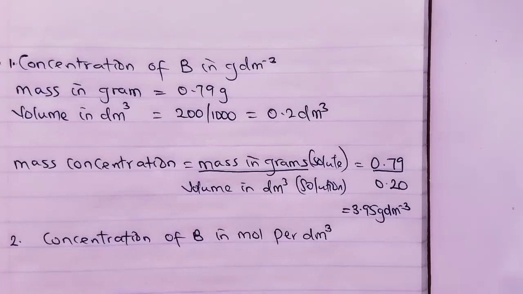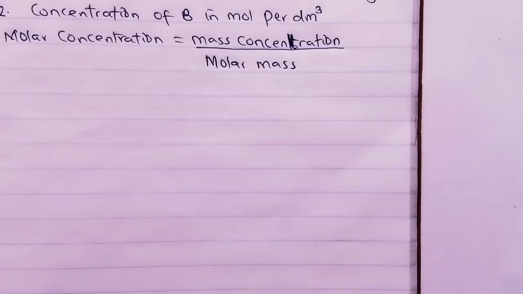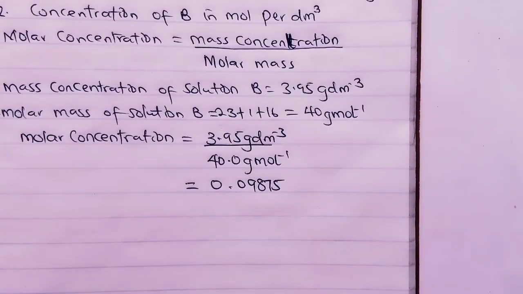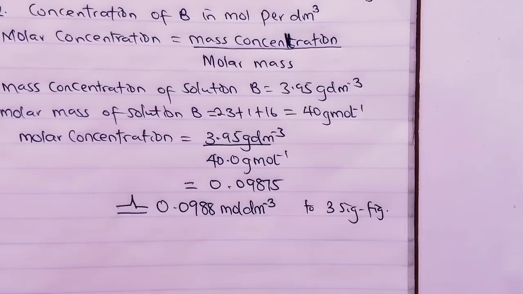Question 2. We use the relationship between the molar concentration, mass concentration, and molar mass. Having the molar mass of sodium hydroxide to be 40, we substitute the appropriate values, and to 3 significant figures, we will have the answer.